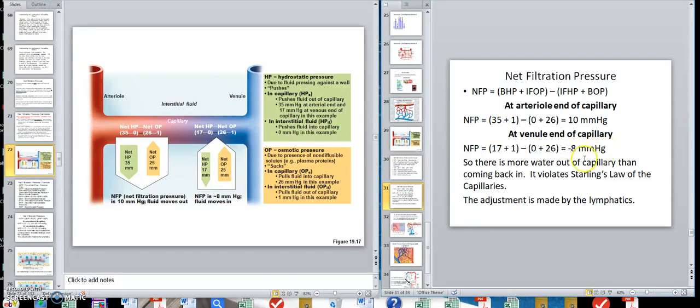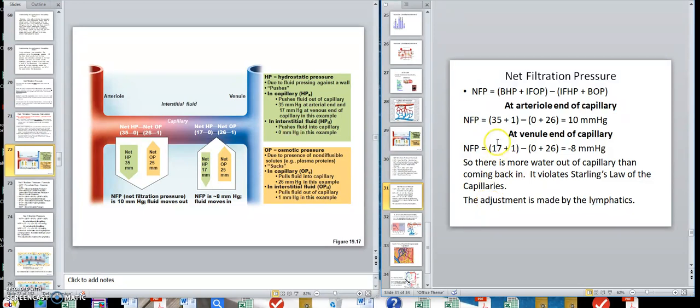All right. So that violated Starling's law of the capillaries because, in fact, you put more out than you brought back in. Now this is happening every millisecond. So if you don't do something fairly quickly, then you would have edema. You'd have edema because you see what I'm saying here. All right.